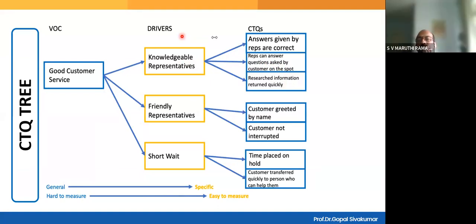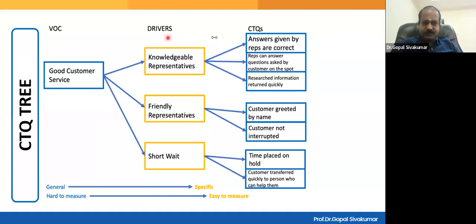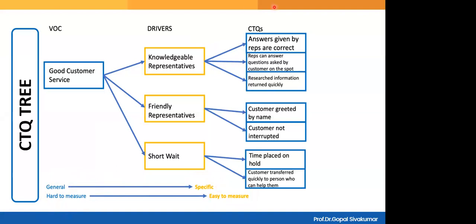Is there clarity on the right side? Yes, sir. That means on the left side, the problem is very generic. You are not able to measure. But on the right side, the problem is very specific, and now you are able to measure. Suppose you are the call center manager, now you will be able to take action.